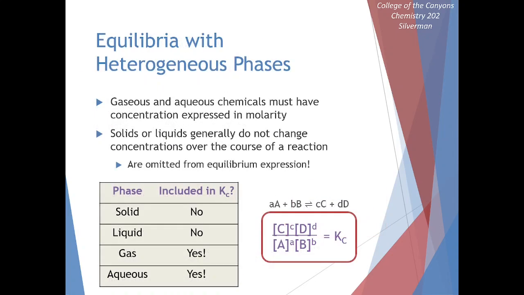A wrinkle for our equilibrium constants, for our law of mass action expression. We're only going to include things where the concentration might actually change. If we have a solid or a liquid, these condensed phases don't experience meaningful concentration changes. For reasons maybe a little bit beyond the scope of this course, we're not going to include our solids or liquids in that equilibrium constant expression. We are going to include gases, and we are going to include aqueous species.